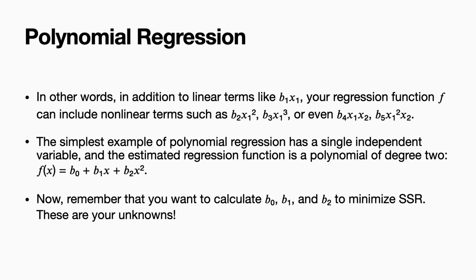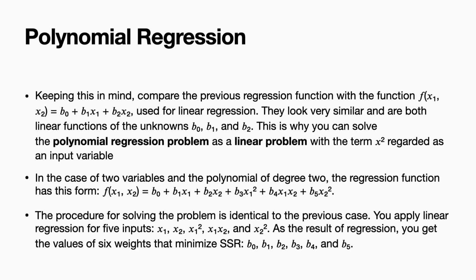The simplest example of polynomial regression has a single independent variable, and the estimated regression function is a polynomial of degree 2: f(x) = b₀ + b₁x + b₂x². Now, remember that you want to calculate b₀, b₁, and b₂ to minimize SSR. These are your unknowns. Keeping this in mind, compare the previous regression function with the function f(x₁, x₂) = b₀ + b₁x₁ + b₂x₂ used for linear regression.